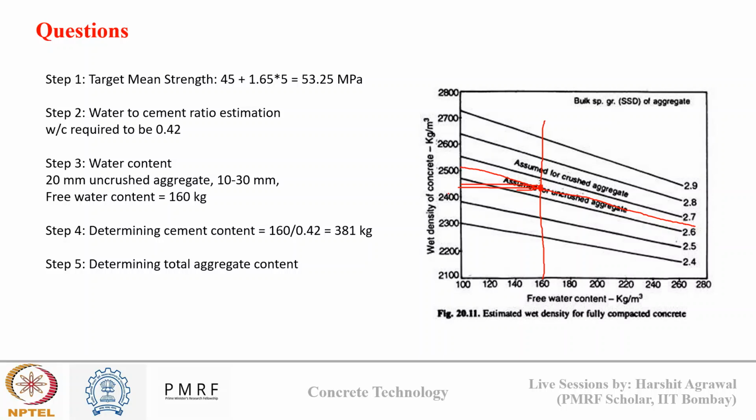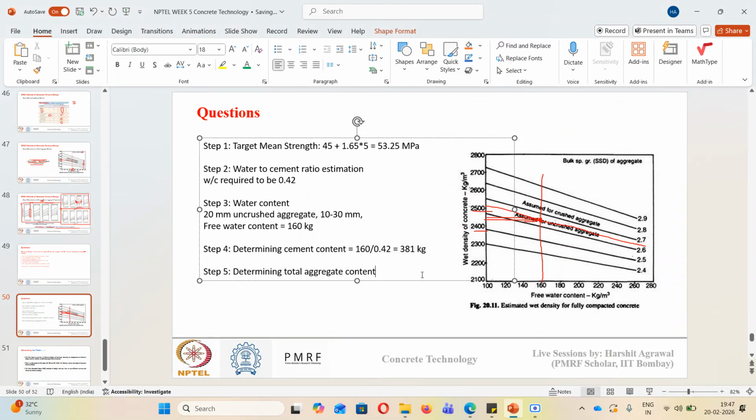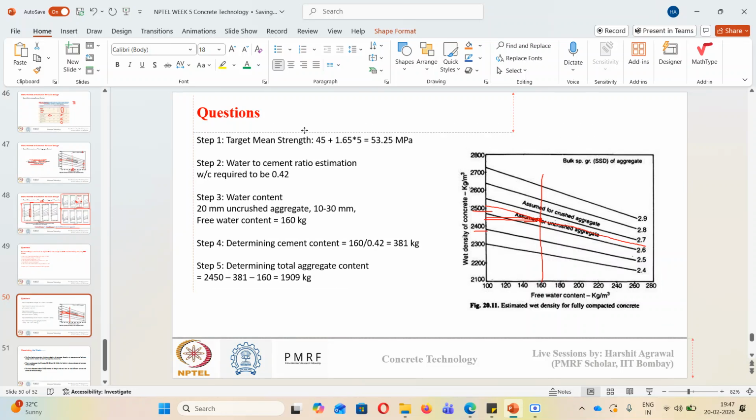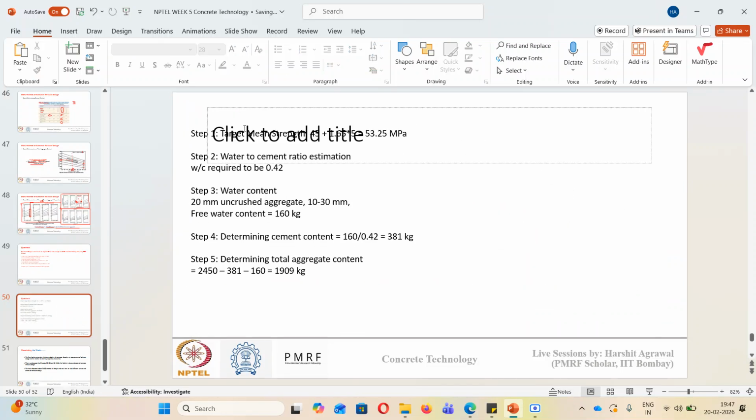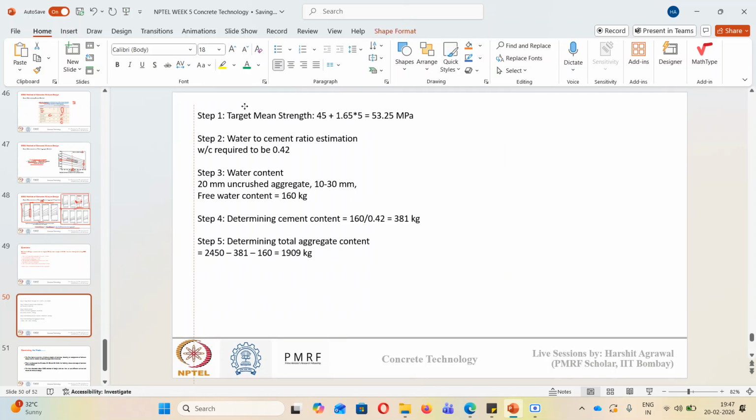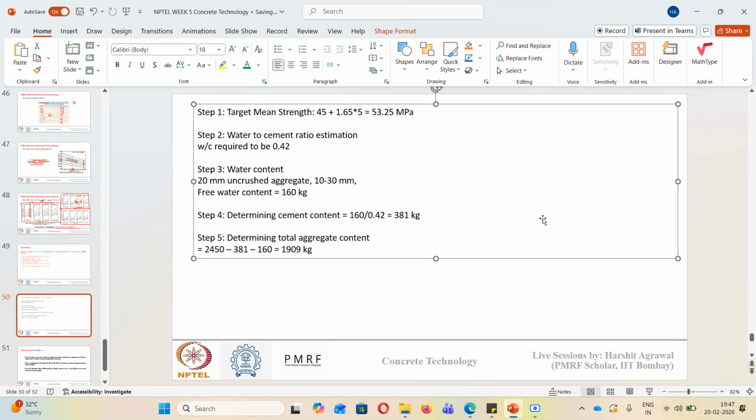So I will take average of 2400 and 2500. So 2450 suppose I will consider. Okay, so my wet density of concrete is 2450. So my total aggregate weight will be 2450 minus weight of cement 381 minus weight of water 160, so it will be 1909 kg. So this is my total aggregate content. Okay, now next step is determining the fine and coarse aggregate proportion.